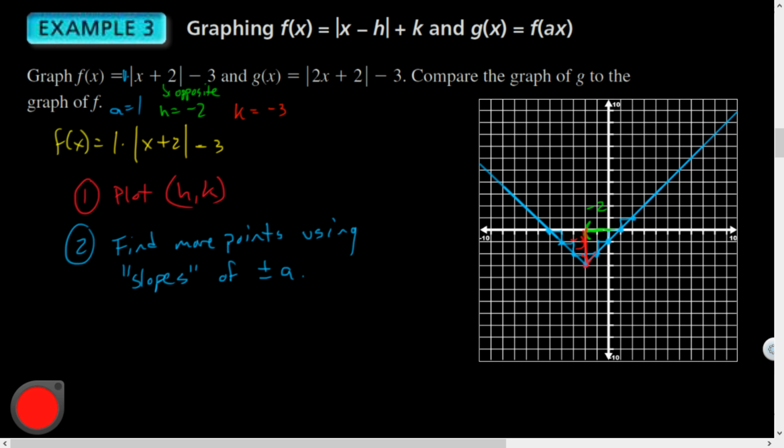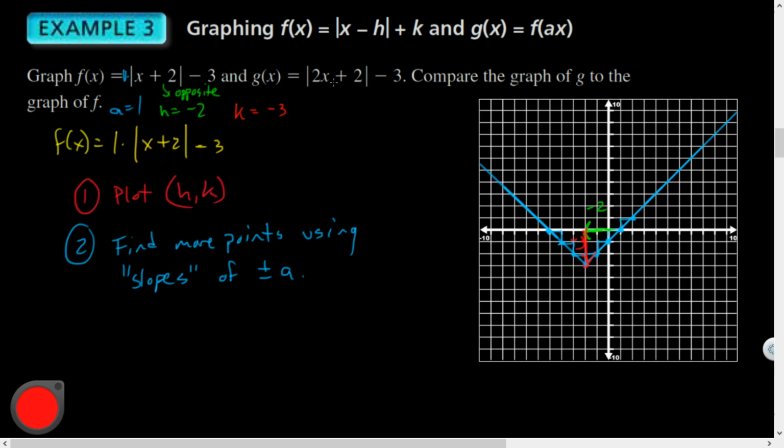Let's see, maybe I can. This is what I think I'll do. I want to show you the graph. Boy, I'm at a crossroads. I've got a couple minutes.